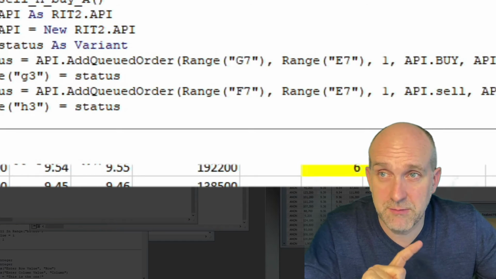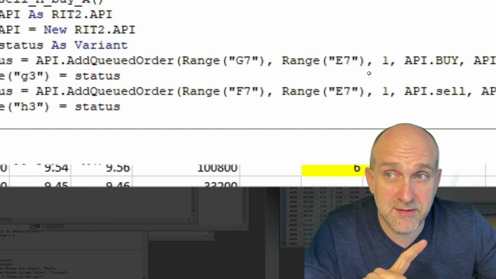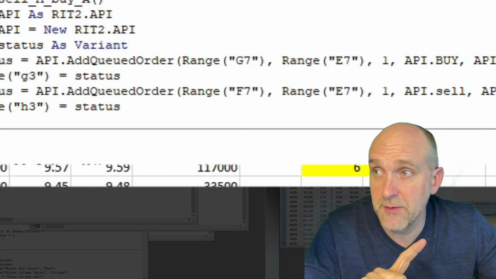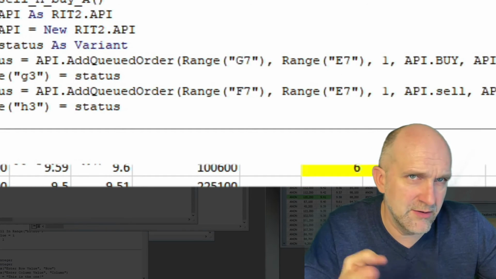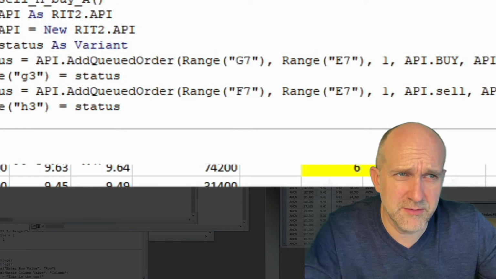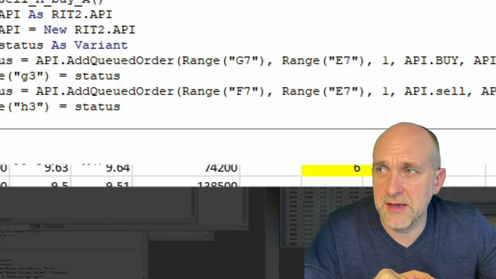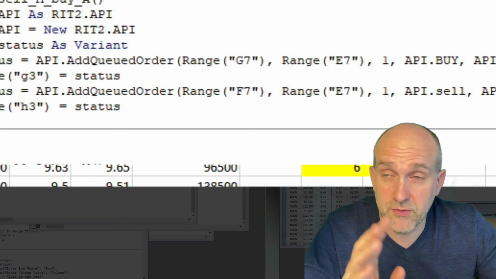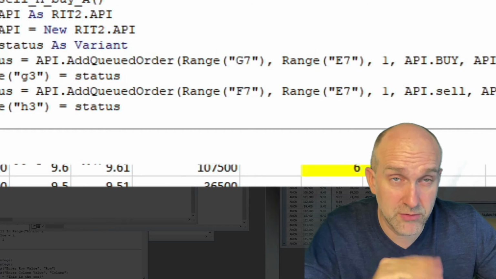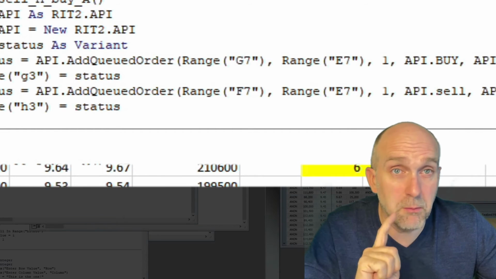The amount that I'm trading is in this cell E7 here. And the price I set to 1 because I set a market order, so it doesn't really matter what the price is. And I'm making an API buy order. So I can write API buy. I can also just write 1. And it is a market order.